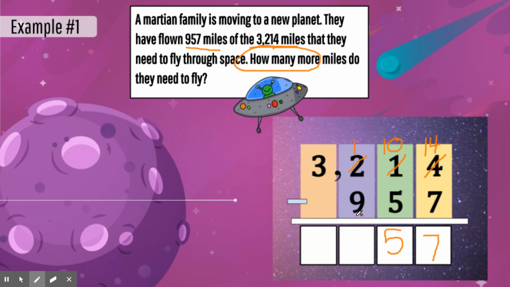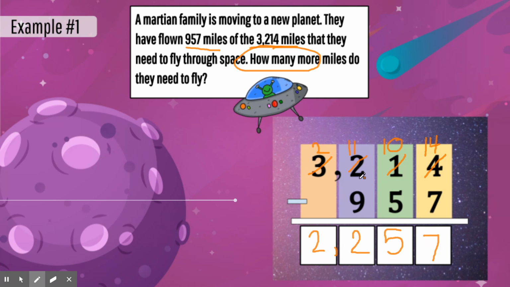So let's look next door. Again, we're continuing on to the hundreds place. 1 minus 9. I can't do that, so let's go next door and borrow from the 3. It becomes a 2. I'm giving my 1 next door, and now I have 11 minus 9, which is 2. And then finally 2 minus nothing, which is 2. So we have 2,257 miles more to fly.